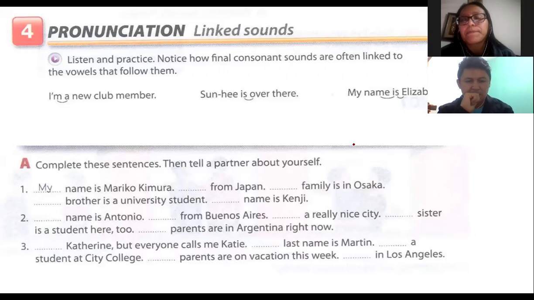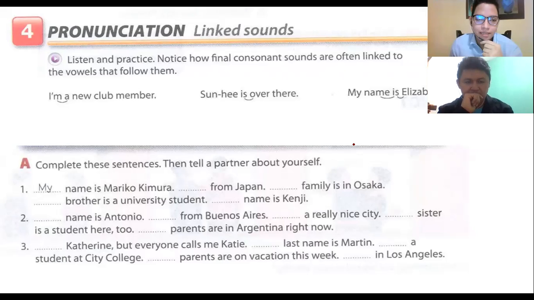Christopher, go please. Number two. My name is Antonio. I'm from Buenos Aires. It's a really nice city. My sister is a student here too. My parents are in Argentina right now. Thank you, sir. And then Arturo, please.